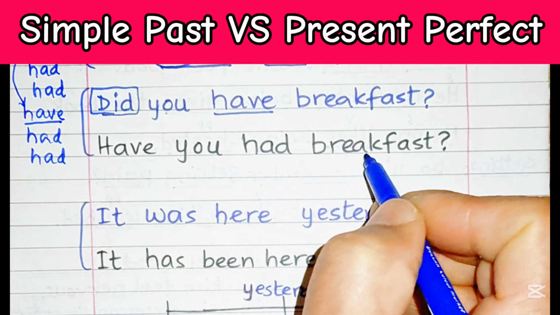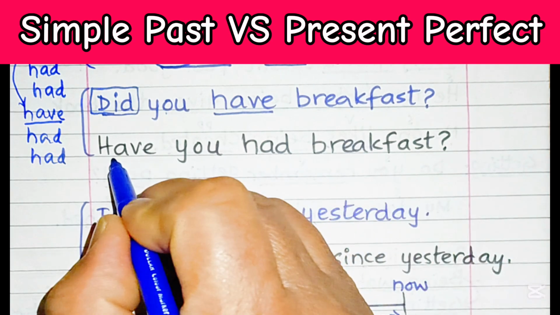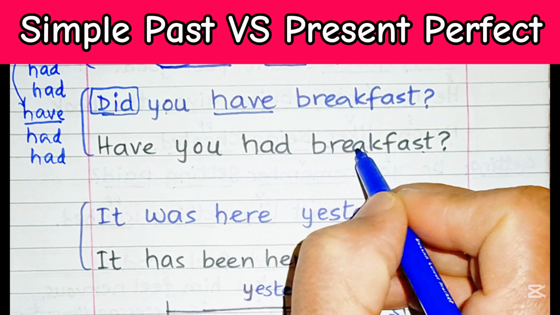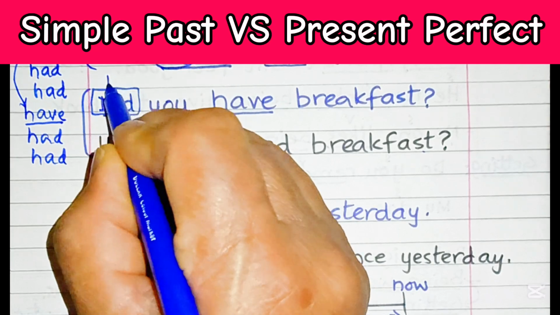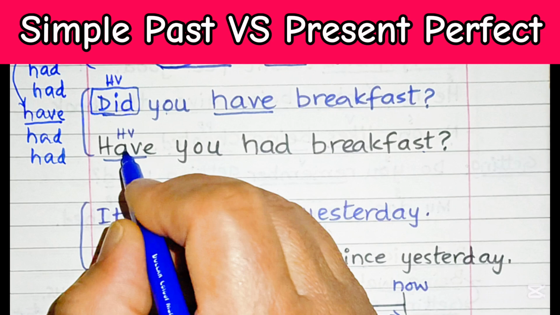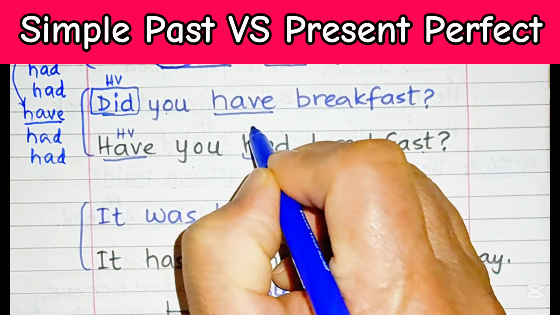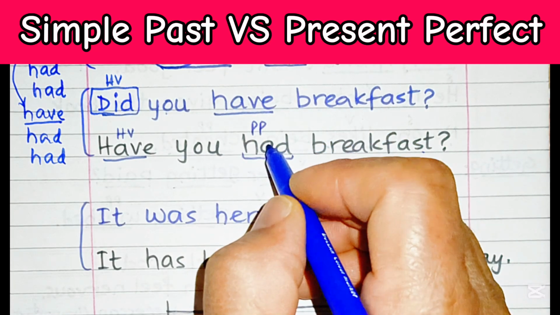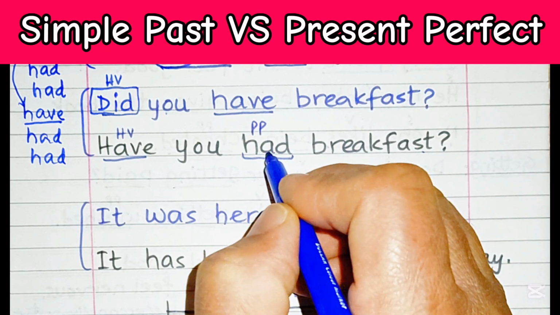Have you had breakfast? This sentence, have you had breakfast, is in the present perfect tense. Here is the helping verb right in the beginning, like this one. Have. This is the helping verb, and this had is the main verb, or it is the past participle form of the main verb. The past participle had is the main verb.